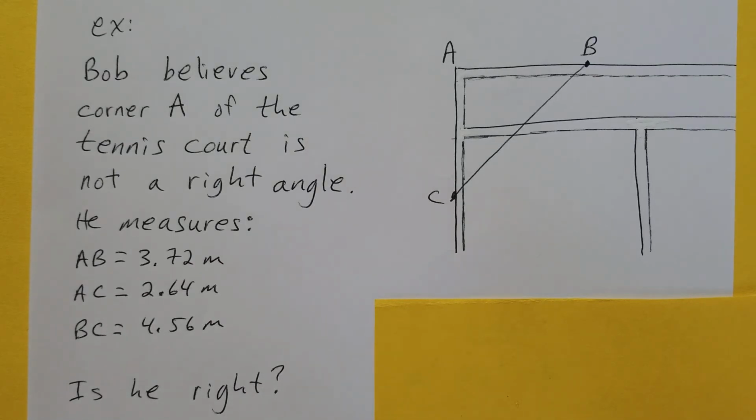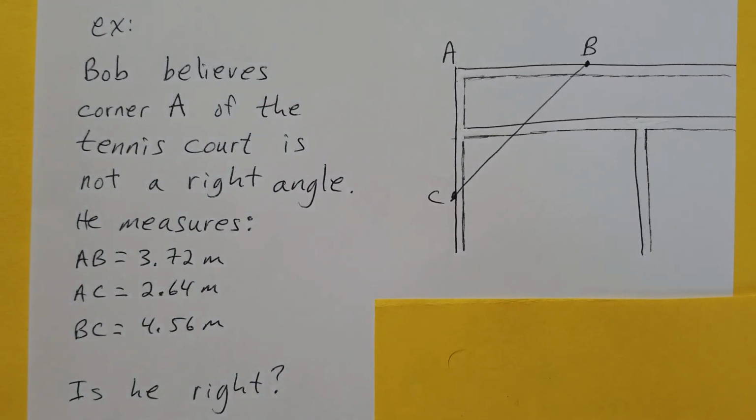And he believes that the corner, well, that's my drawing, so it's freehanded. He believes that the corner is not a perfect right angle. And it has to be, obviously, but he thinks it's not. So what he does is he measures. From A to B comes out to 372. From A to C comes out to 264. And from B to C comes out to 456. So is he right? He says that it's not a right angle.